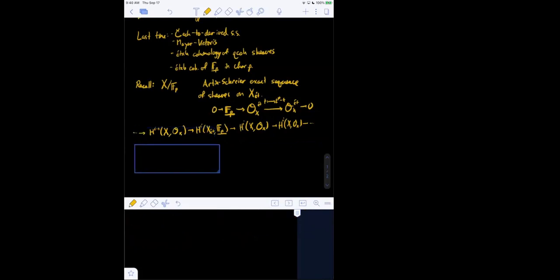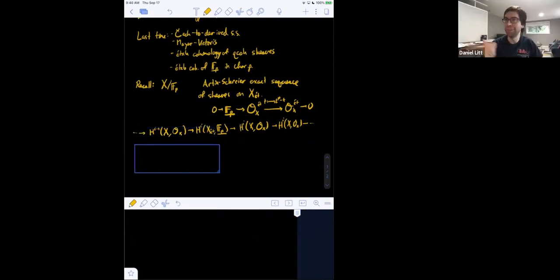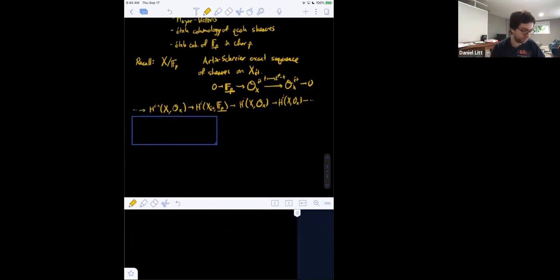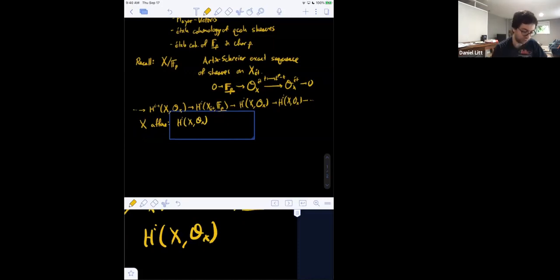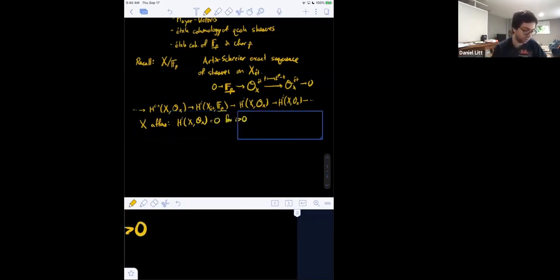So I think what Robert asked about is, okay, what's the answer? Like, how do we compute H^i of F_p? And in general, that's not something we exactly know how to do. But what we can say is that in the affine case, it's very, very easy to understand. So if X is affine, then H^i(X, O_X), or the same with any quasi-coherent sheaf, is 0 for i bigger than 0.